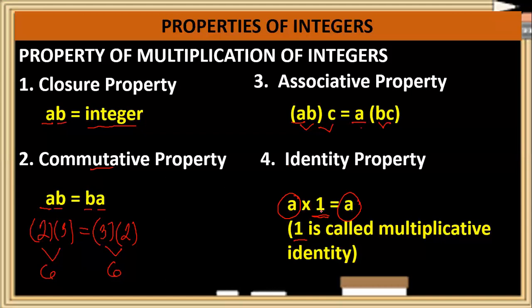Kung si A is 10 times 1, that will still give you 10. A is 20 times 1, that will still be 20. A is 30 times 1, that will still give you 30. Okay, so that is what we call the identity property, wherein 1 is called the multiplicative identity. In short, whatever integer you multiply to 1, your answer will always be that integer. Okay, yung value ng answer natin is the value of that given integer that na multiply natin by 1. Okay? So that is yung ano natin, multiplication of integers.